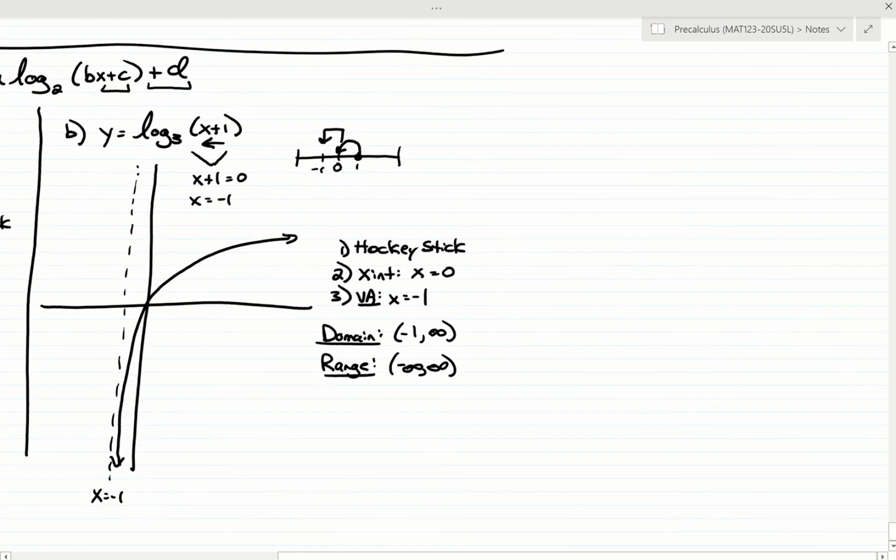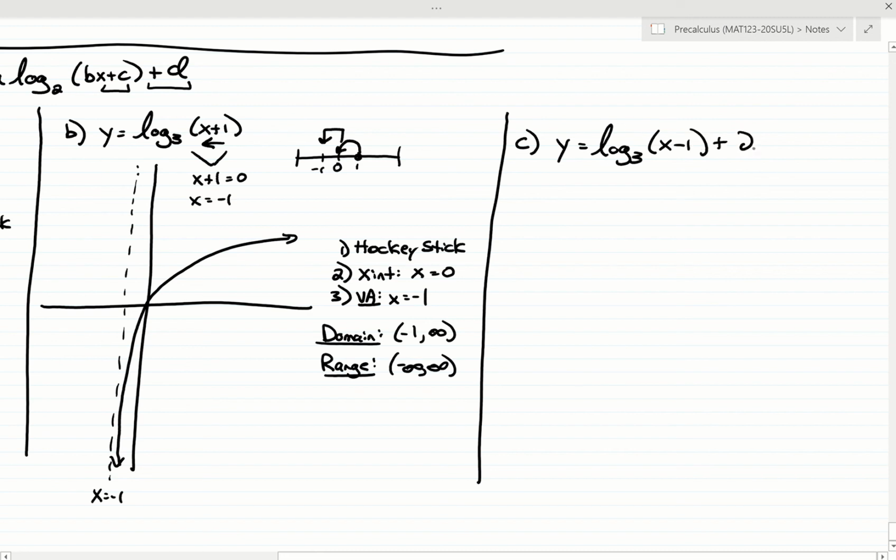All right, one more graph I wanted to talk about. We'll move on to some more interesting things here. Let's say we had y is equal to the log base 3 of x minus 1 and then plus 2. So this graph's going to the right 1 and up 2.